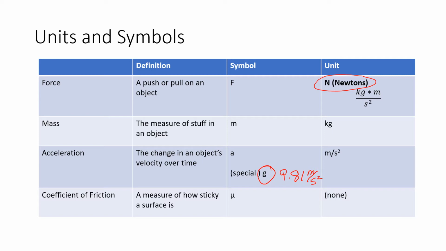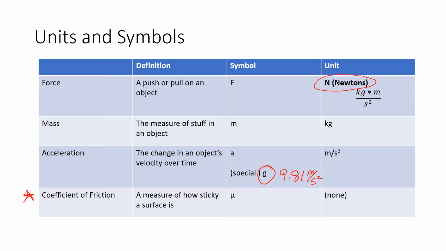So the acceleration caused by gravity is not the same as the force of gravity pulling or pushing on an object. We do have one new one today, the coefficient of friction. That's a measure of how sticky a surface is. So when you push two things against each other, if they slide really smoothly, there's a small coefficient of friction. If they're really hard to slide against each other, that means the coefficient of friction is probably bigger.